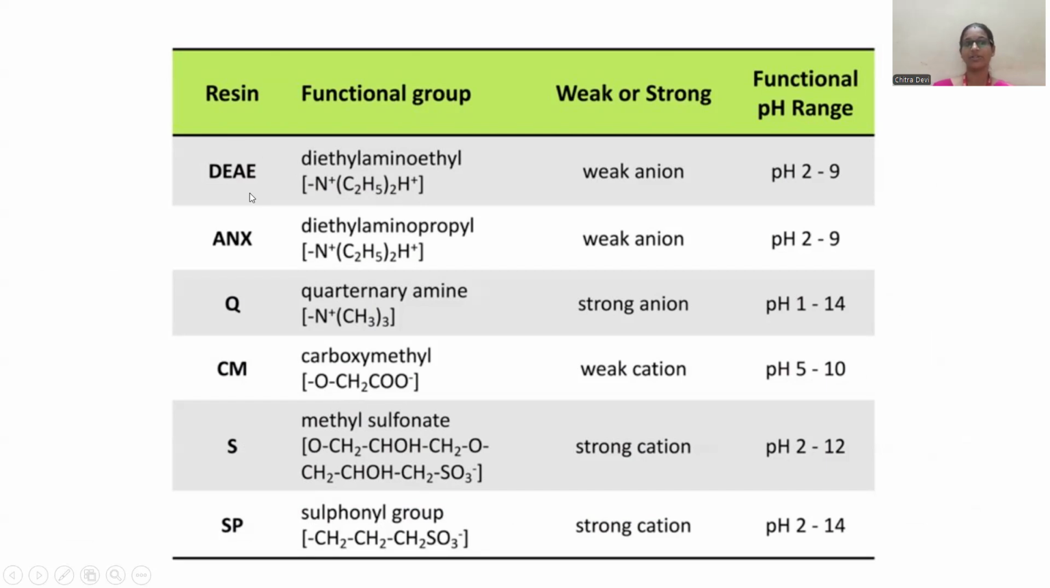DEAE cellulose I have already told, the diethylaminoethyl group. This is an anion exchanger, positively charged, so it can attract negatively charged proteins. Like with CM, carboxymethyl, it will be negatively charged, so it will attract positively charged protein. These functional groups will be active at specific pHs, which I have also mentioned here.